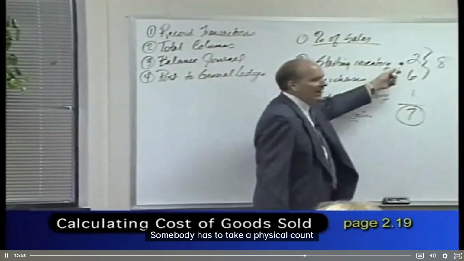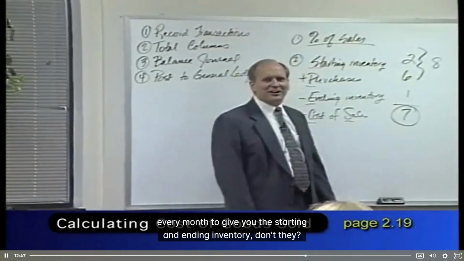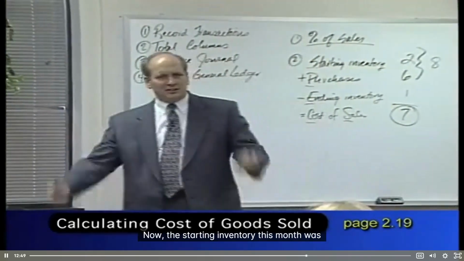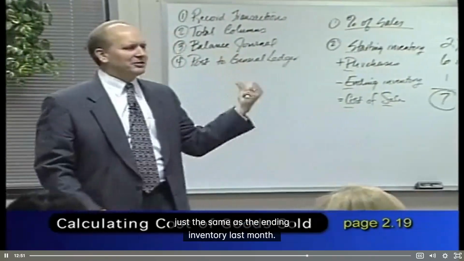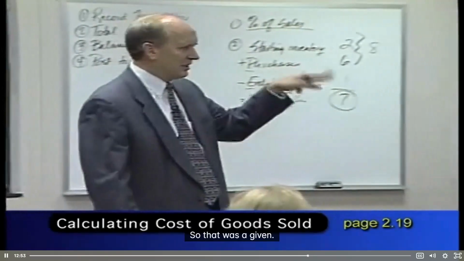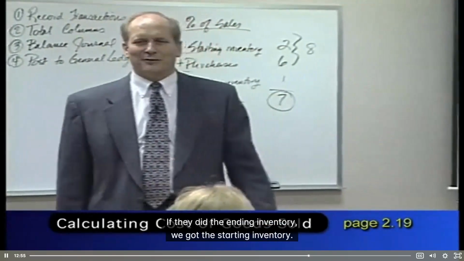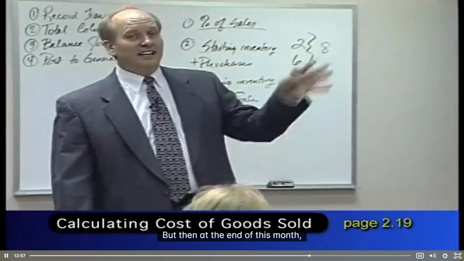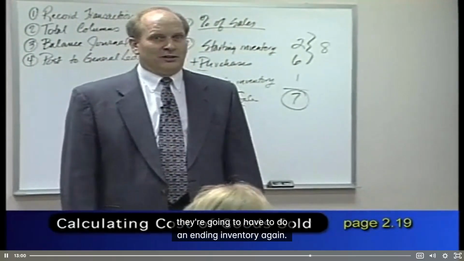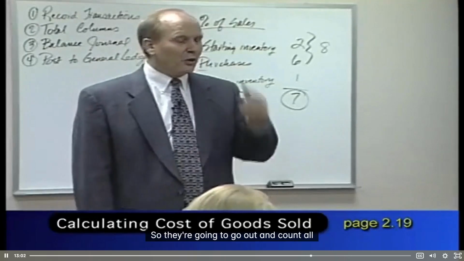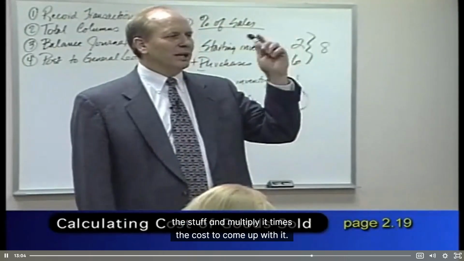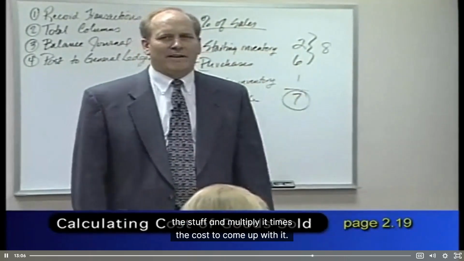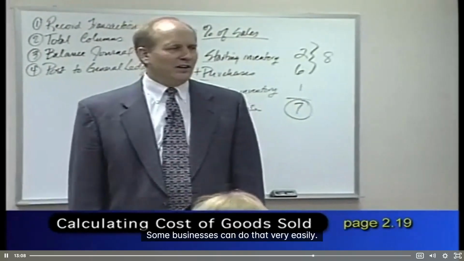Somebody has to take a physical count every month to give you the starting and ending inventory, don't they? Now, the starting inventory this month was just the same as the ending inventory last month. So that was a given. If they did the ending inventory, we got the starting inventory. But then at the end of this month, they're going to have to do an ending inventory again. So they're going to go out and count all the stuff and multiply it times the cost to come up with it. Some businesses can do that very easily.